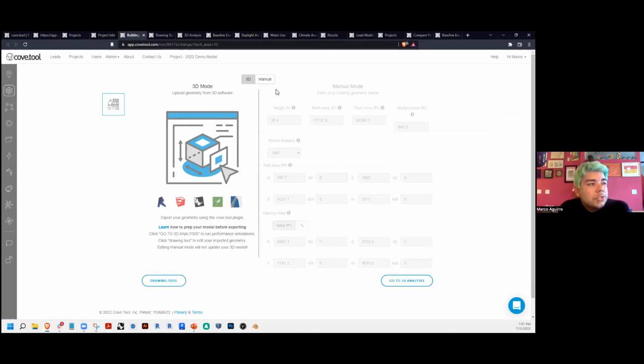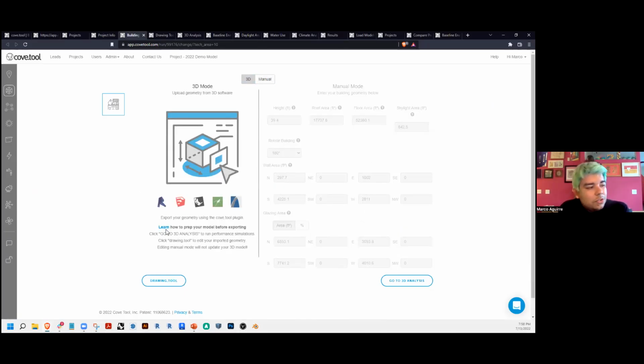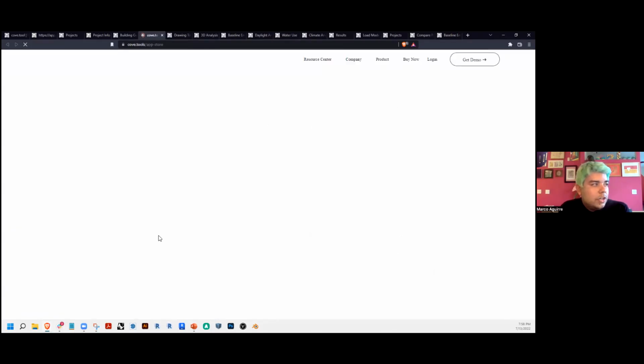The geometry part is always everyone's biggest concern. You have 3 options for geometry. You can do it manually. So if you don't really have time, or it's a competition, or you just don't want to invest too much to generate a report, just do a napkin sketch, calculate roof area, floor area, window wall ratio. That's enough to create a shoebox model and get some analysis. If you have an existing model, you can use any of our plugins to upload that geometry.